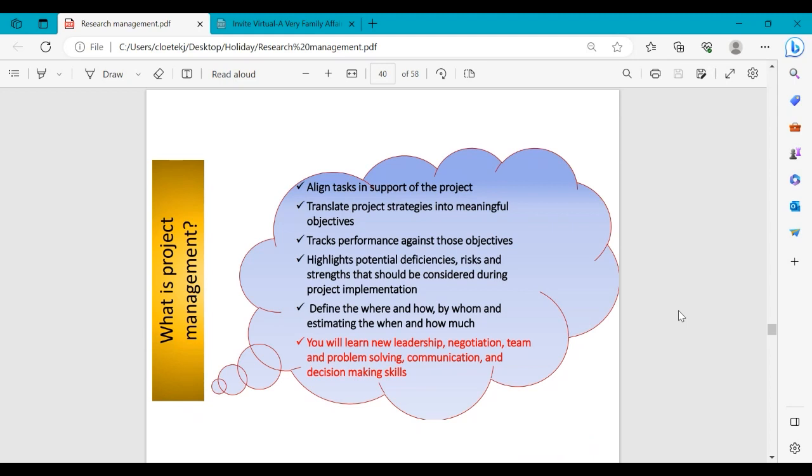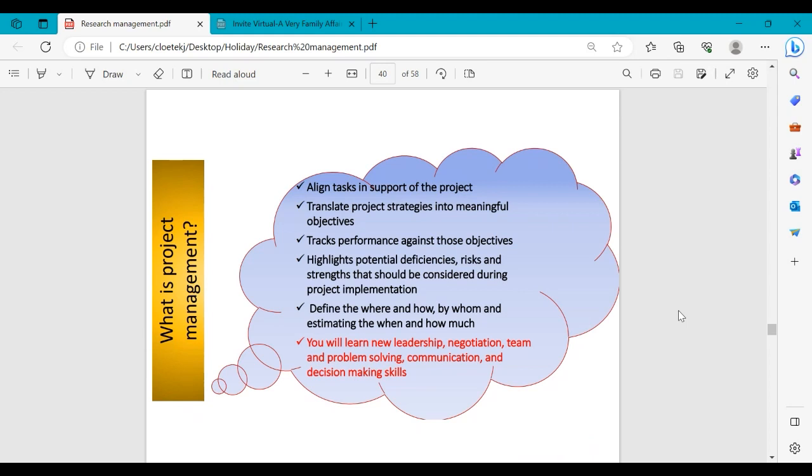Define where and how you will do the project, who will do what, and estimate the when and how much. This is important. Do you have enough funds for your personal bursary and also for your experiments to achieve your end goal and successfully complete your study?